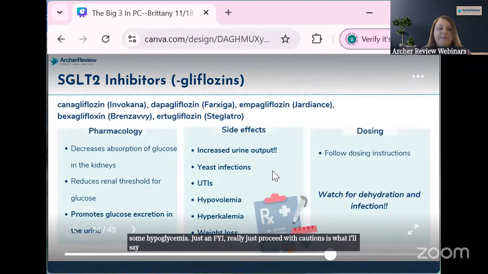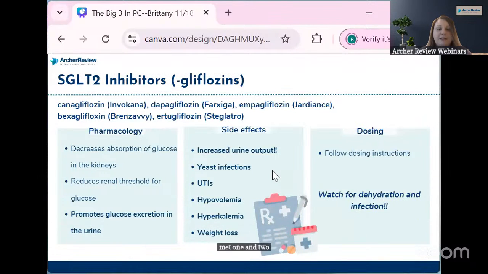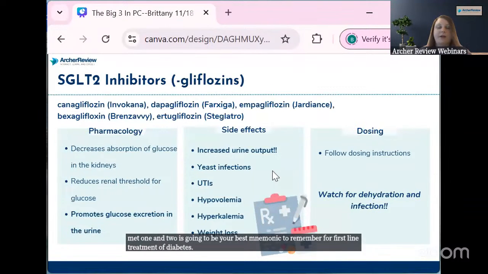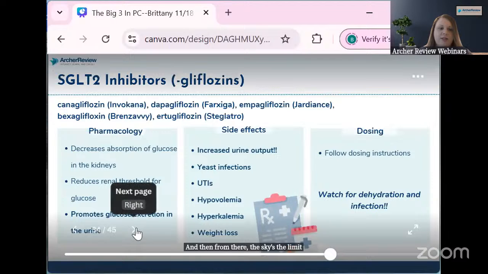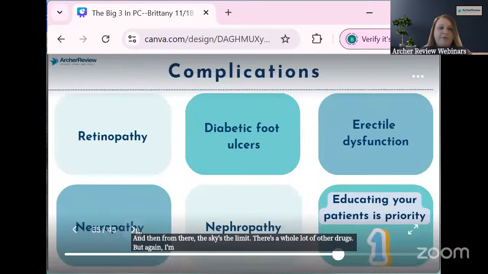So again, I would say MET1 and MET2. MET1 and 2 is going to be your best mnemonic to remember for first line treatment of diabetes. And then from there, the sky's the limit. There's a whole lot of other drugs. But again, I'm giving you first line stuff today for this lecture.